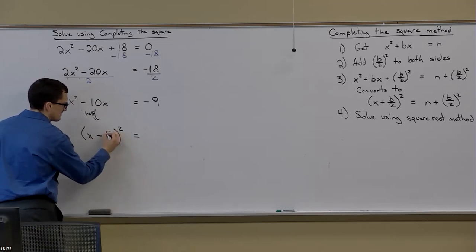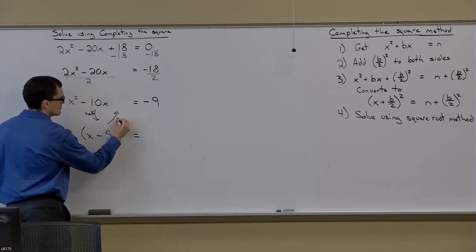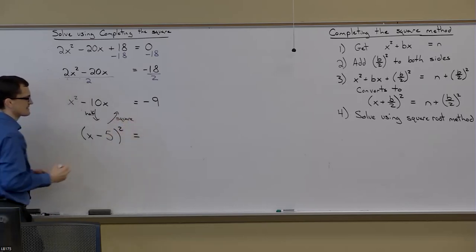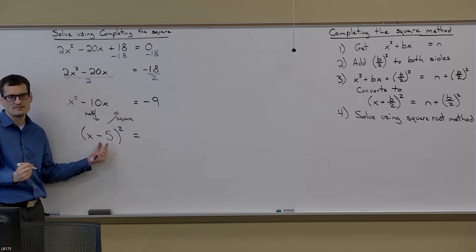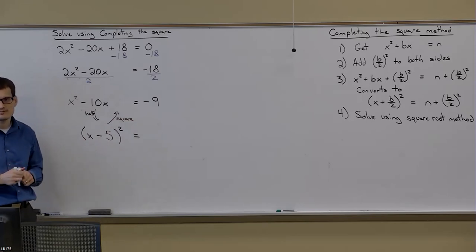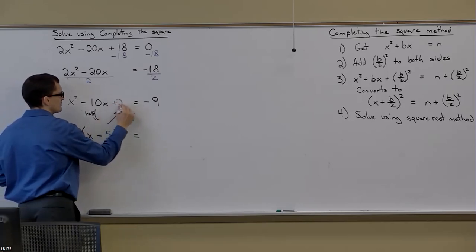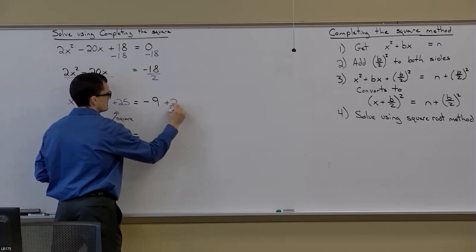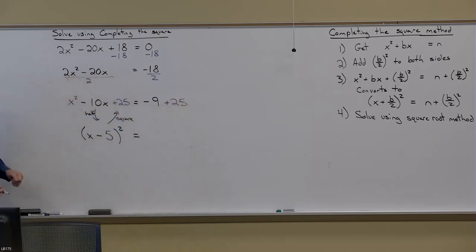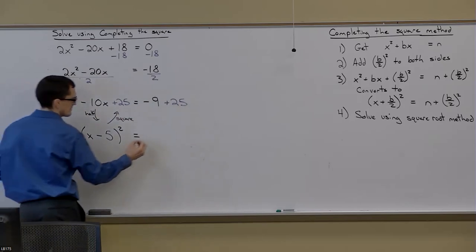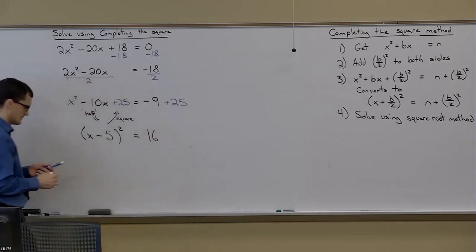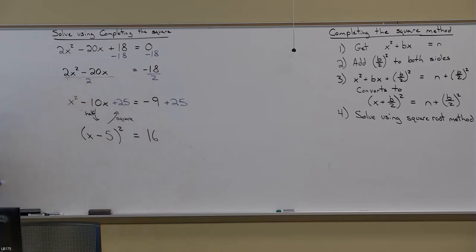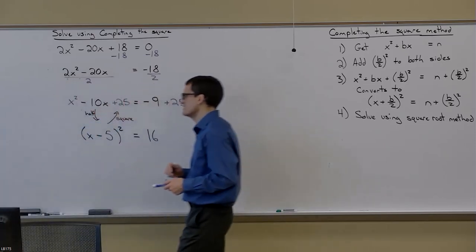So this is going to be x minus 5 squared. And then I'm going to square that number. Negative 5 times negative 5. Negative times negative is a positive 25. So I'm going to add 25 to both sides. And 25 is just, again, half of this number squared. So we're adding 25 to both sides. I end up with x minus 5 squared is equal to 16.